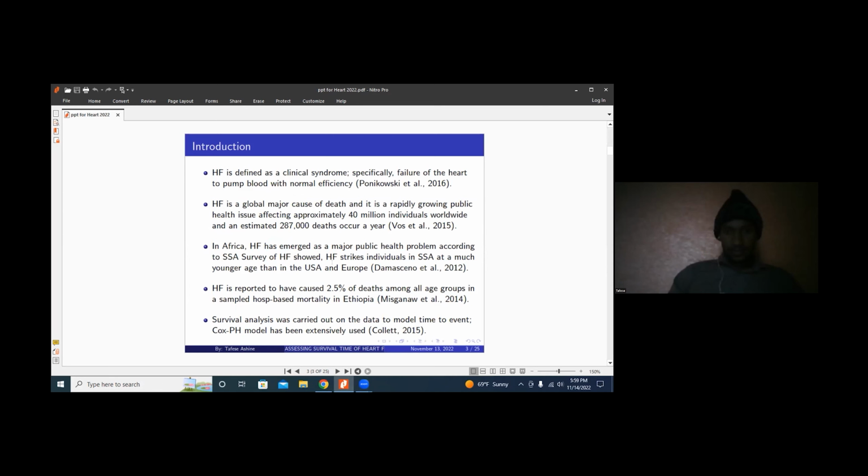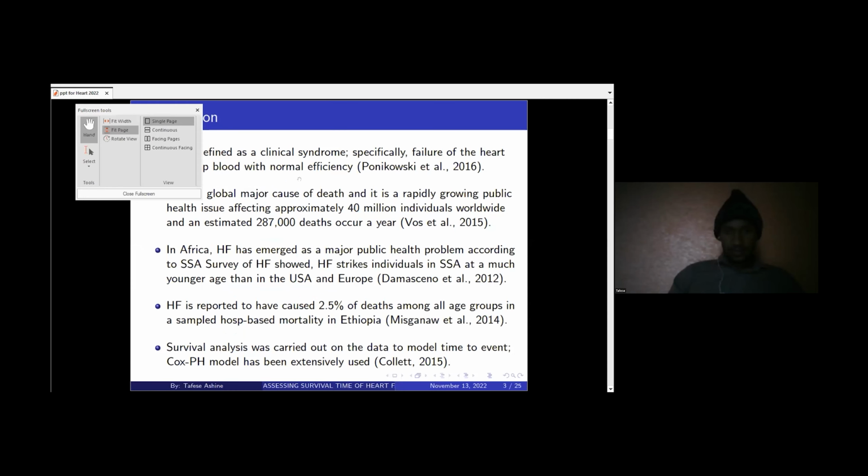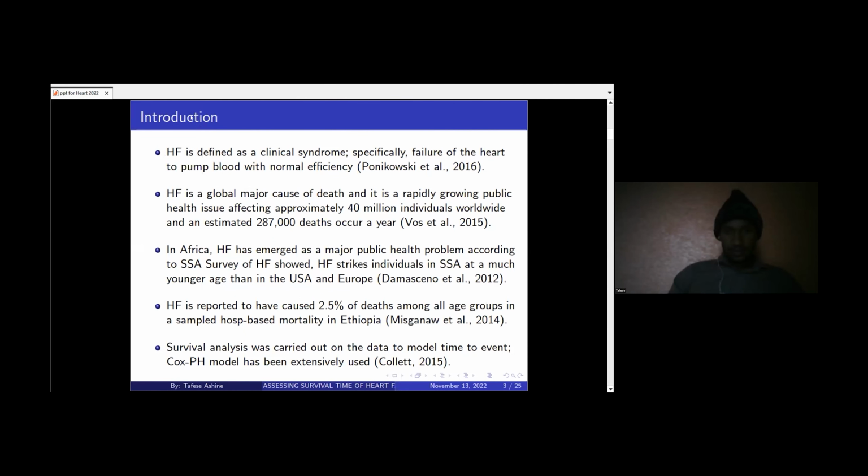Heart failure is defined as a clinical syndrome, specifically failure of the heart to pump blood with efficiency, and also it is a global major cause of death and a rapidly growing public health issue affecting approximately 40 million individuals worldwide, and an estimated 207,000 cases occur a year.